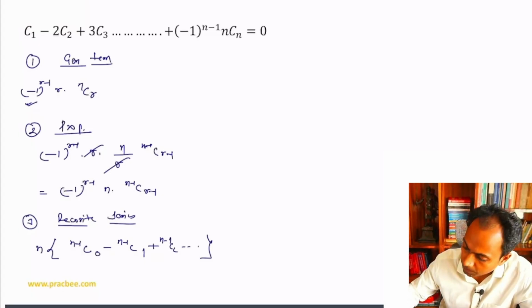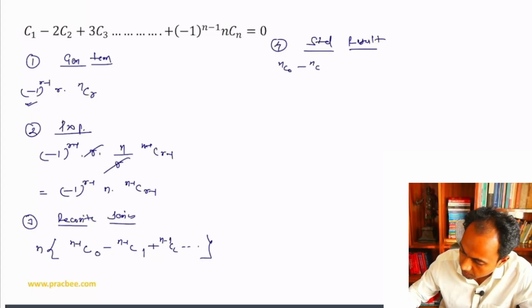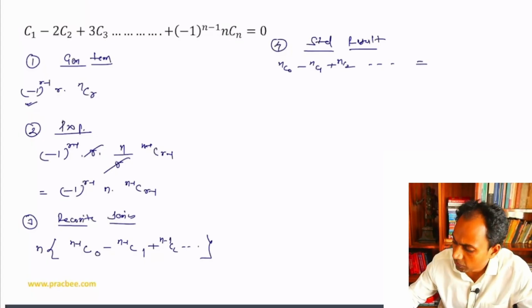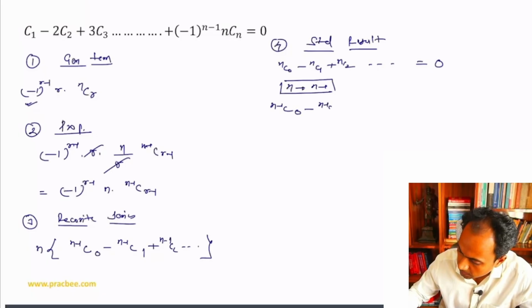Now in the fourth part, we will use a standard result. If you remember, there was a result. If you have NC naught minus NC1 plus NC2, this kind of a series with alternate plus minus sign and binomial coefficient, the answer was 0. Even if I replace n by n minus 1, the answer is not going to change.